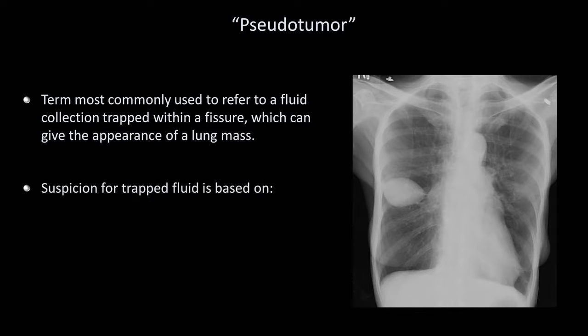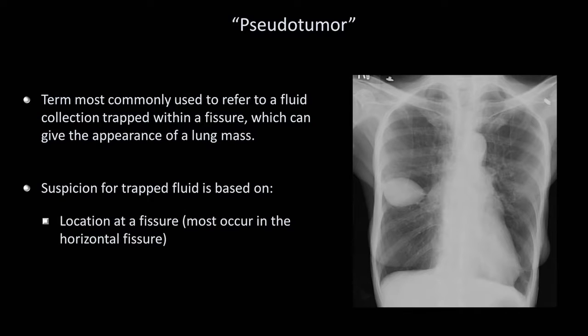The suspicion that a density represents trapped fluid is based on its location at a fissure, most commonly in the horizontal fissure as shown here. Also, these collections often have a smooth lenticular contour. There are many etiologies of pleural effusions. I will not list them all here, since the vast majority of these cannot be distinguished from one another based on X-ray appearance. However, I'll mention just the most common.